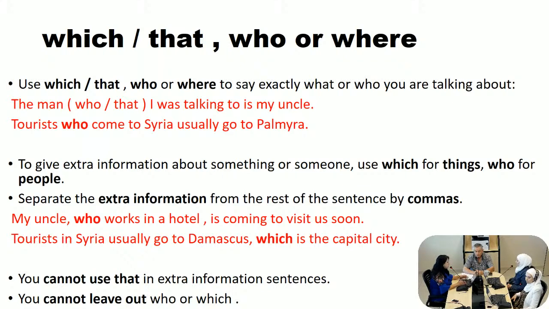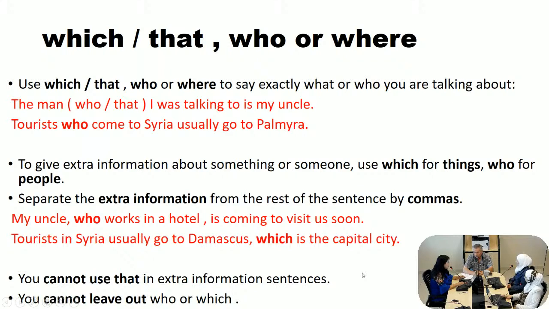Exactly. When we need to give extra information about something or someone, we use which for things, who for people. We cannot use that here. No, we can't use that. Here we are adding extra information. And the students can know that the information is extra because we have two commas, and we can leave this extra information without changing the meaning.